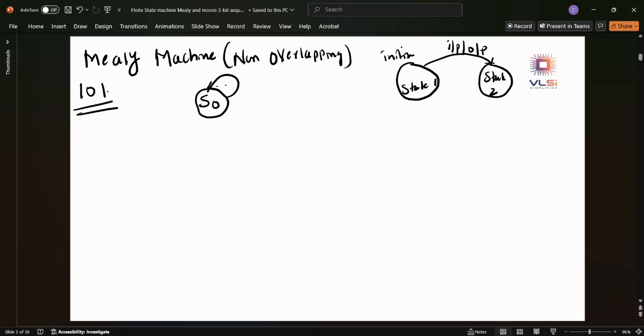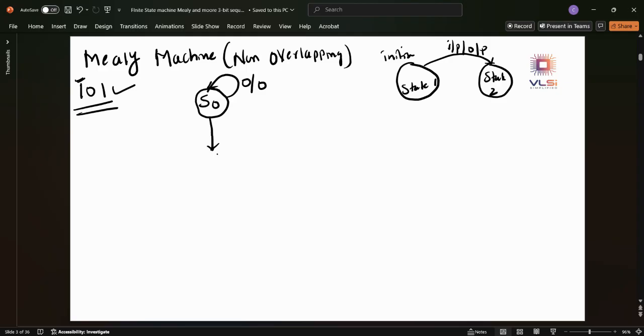Okay, and when it is 1, in your sequence you got this sequence. So if you are getting the correct sequence, it will go to the next state. That means it will go to which state? It will go to S1. Okay, S1, and the input is 1 and output is 0.